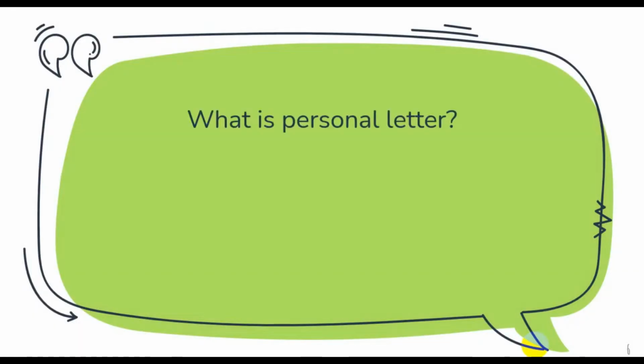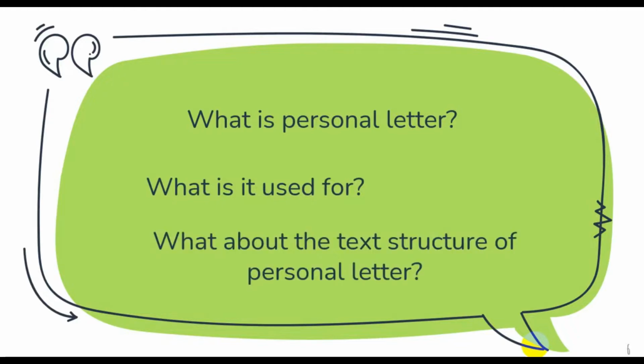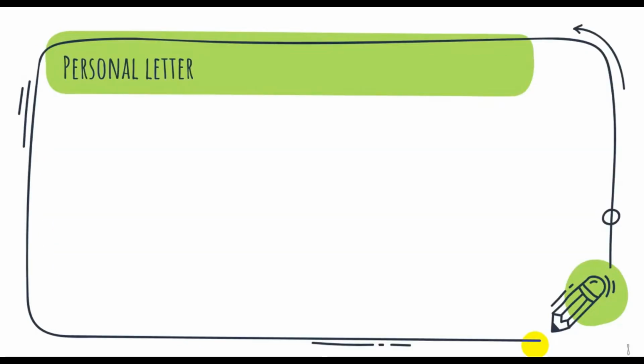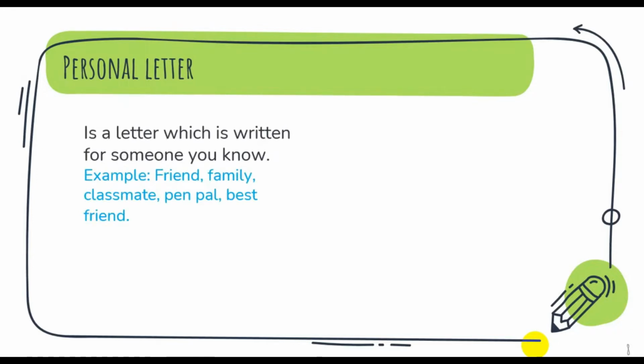What is personal letter? What is it used for? What about the text structure of personal letter? Personal letter is a letter which is written to someone you know. Example: friend, family, classmate, pen pal, and best friend.